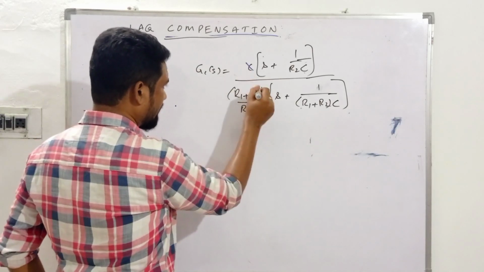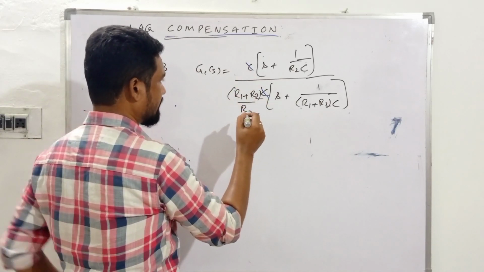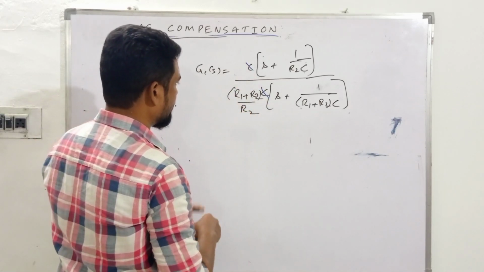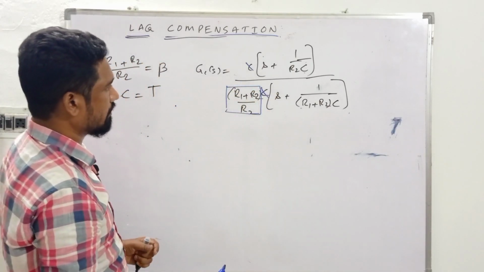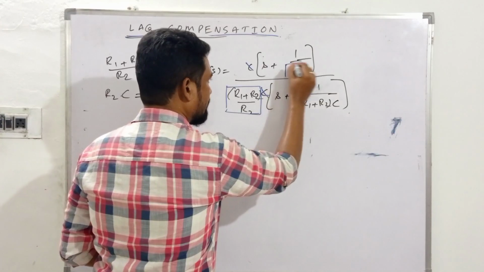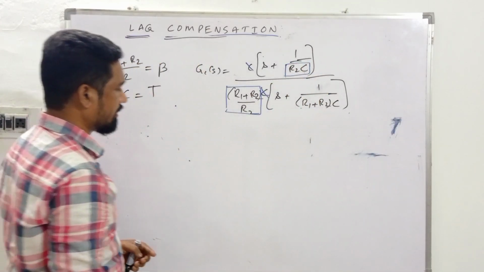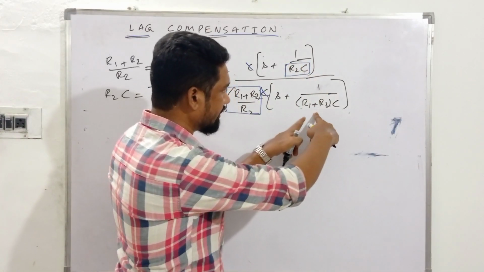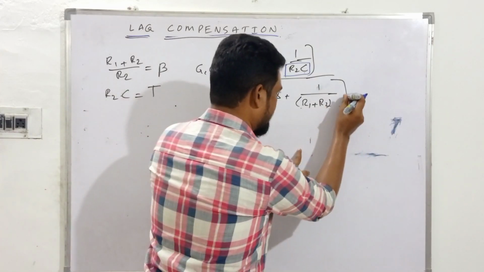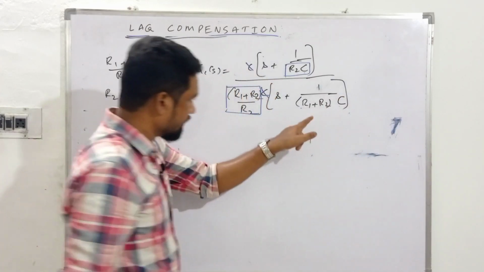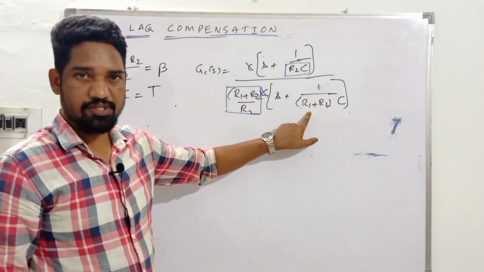Over here, 1 by, this is completely beta, isn't it? Now this one, R1 plus R2 by R2, it's completely beta, all right. And this is T, all right. And even here we have a hidden beta and a T. Let this C be a bit far away from here, all right. Even here we have a hidden beta and a T.